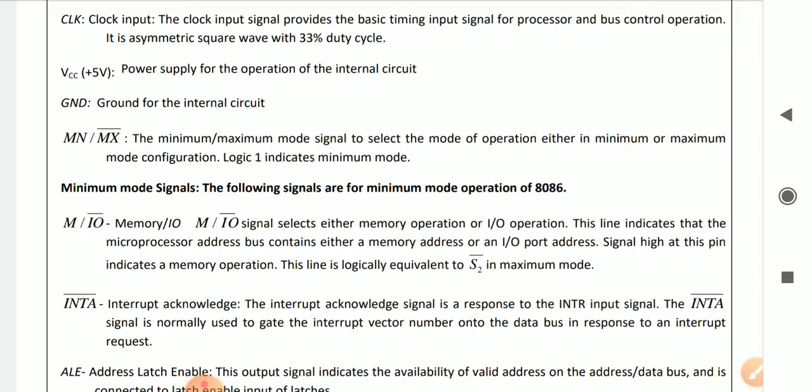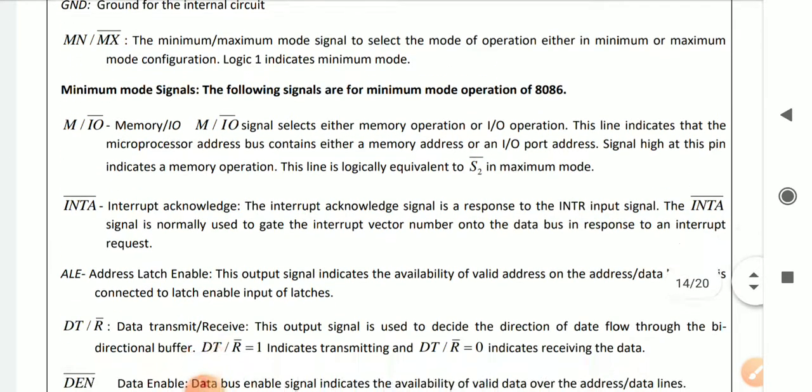Minimum mode signals: there are specific pins which are used for minimum mode operation. M/IO bar, that means memory or input output. If this pin is 1, it is for memory. If this pin is 0, it is for input output operation. INTA bar, interrupt acknowledge: if this pin is 0, interrupt is acknowledged, otherwise skip it.